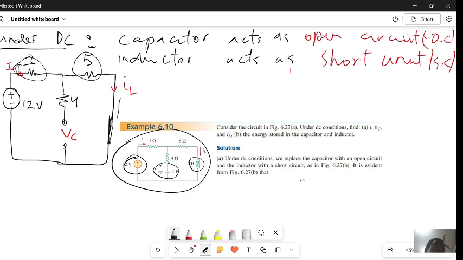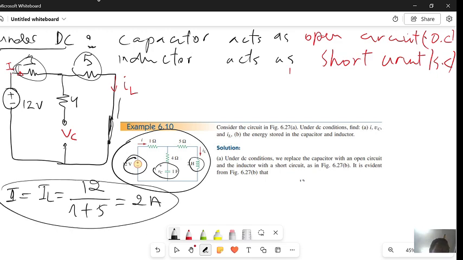So this current I and this current IL are the same. How to determine the current in series? Using Ohm's law, it's the voltage 12 divided by the equivalent resistance, 1 plus 5, which is 6. 12 divided by 6 is 2 ampere. Now we have determined the current.